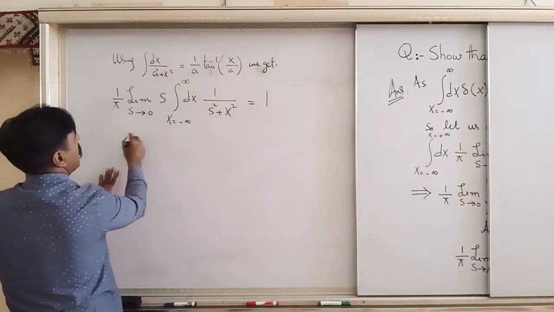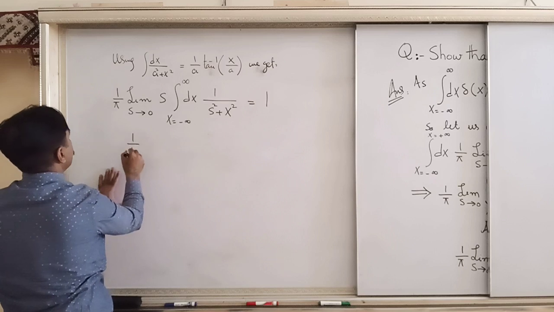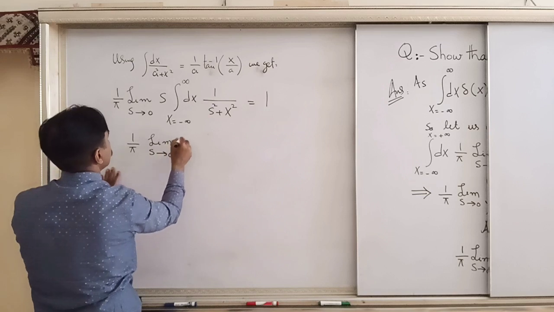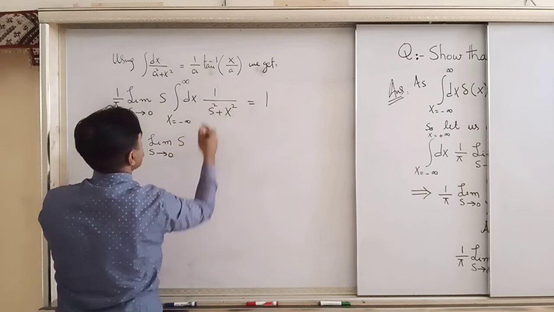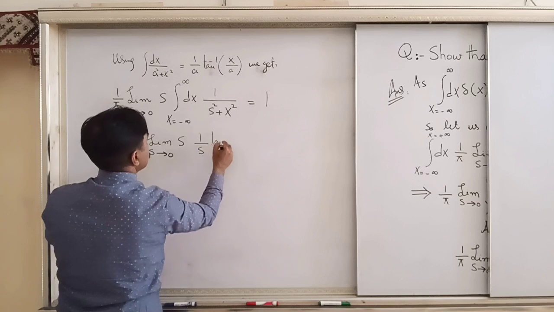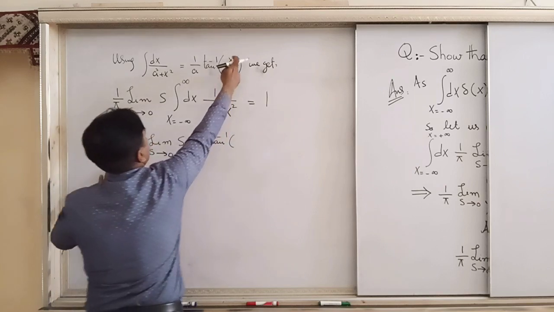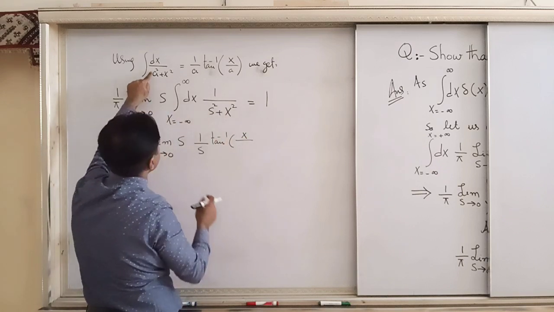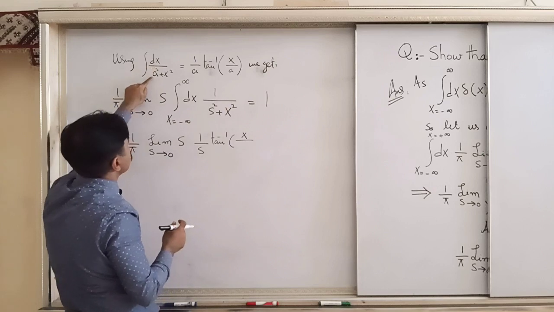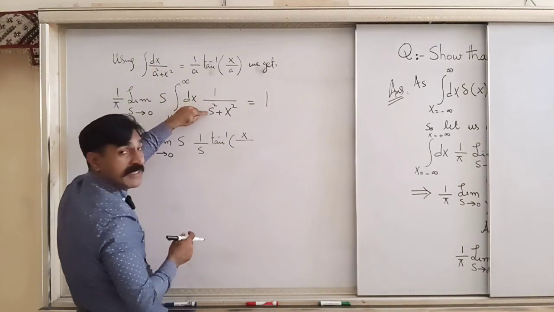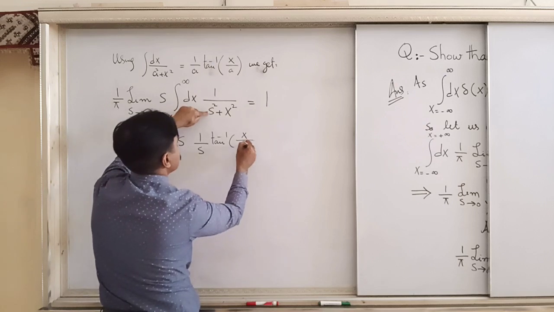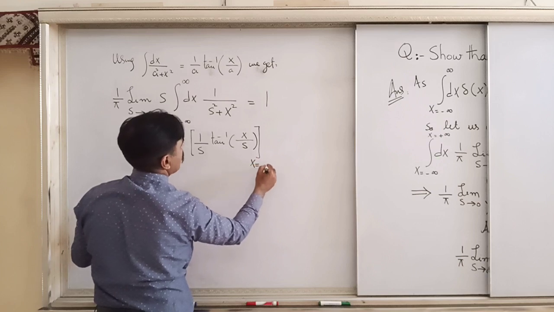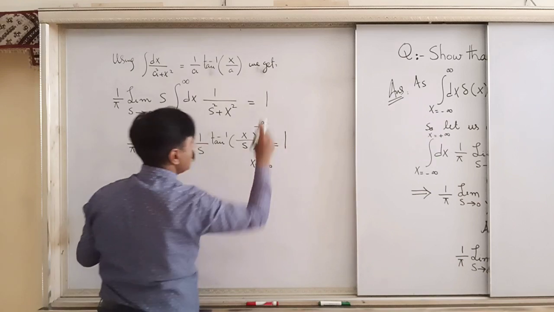Okay, now using this you have 1 over pi limit s approaches 0 in s into 1 over s tangent inverse x over a, and x over a is x over s. Look here, beneath the square is a, beneath the square is s, so this is s, right? And you need to apply the limit on x from minus infinity to plus infinity. On the right you have 1.